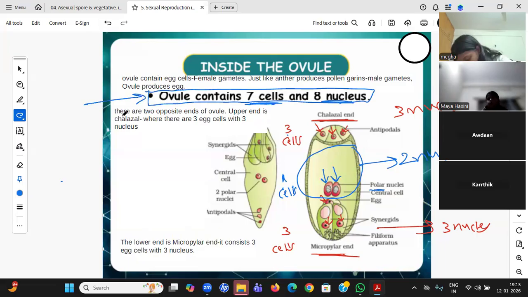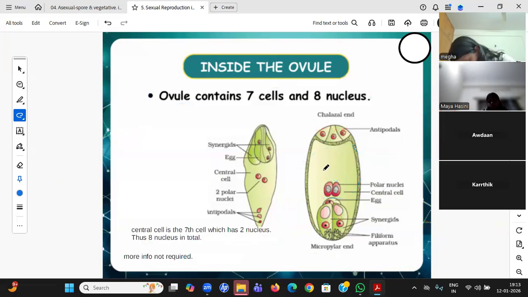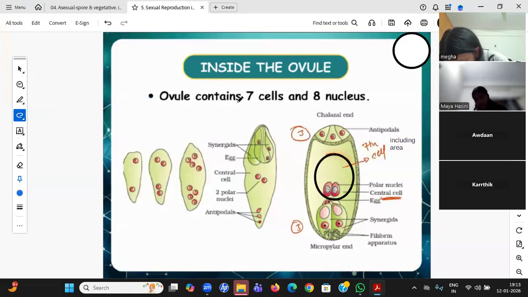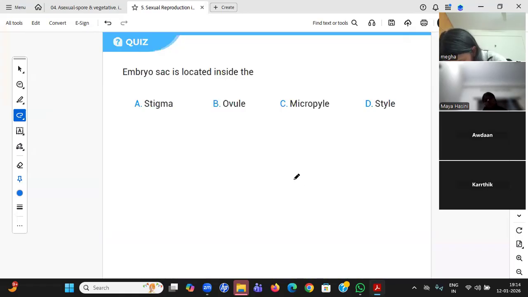Now, who is responsible for what? We'll be learning that. So there are 8 nucleus, and the central cell has more. Please don't go for more information, which you'll learn at your class level. This is the maximum question that can be framed from this part: 7 cells and 8 nucleus. Sometimes the central cell is called the seventh cell. So let's do a few little questions and stop the session.